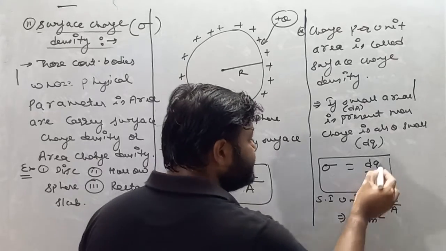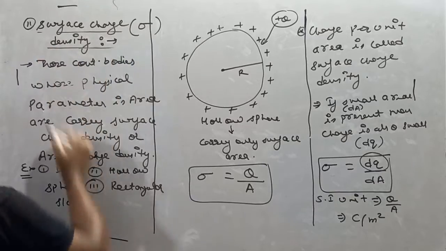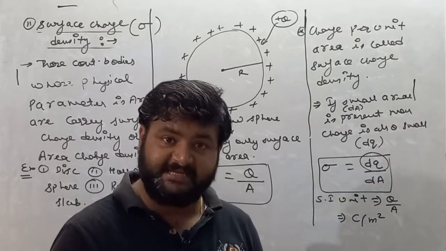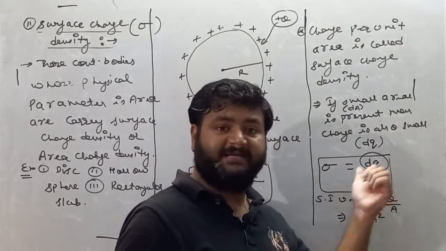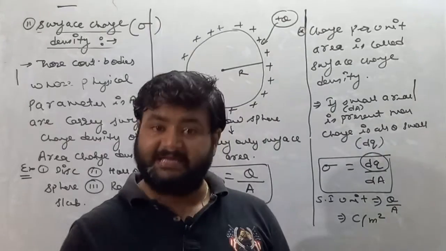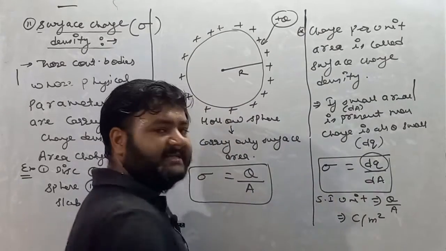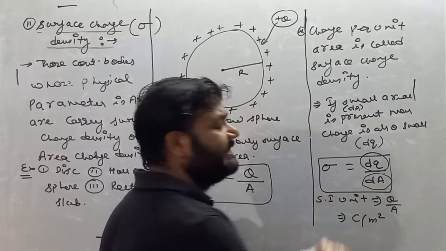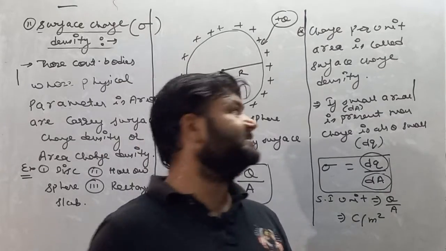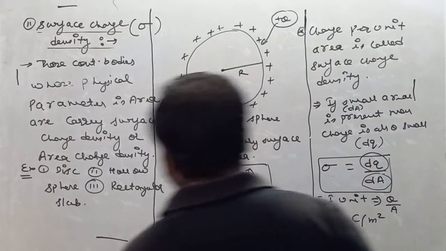Remember, for finding a small charge dq related to these types of body which carry surface charge, or area, you have to find its small area first. Why? Because these types of body carry area, and the charges are present on its area. So on that small area only a small charge is present. So this is all about surface charge density. I hope you all understand surface charge density.